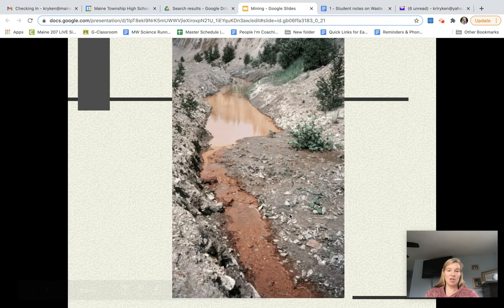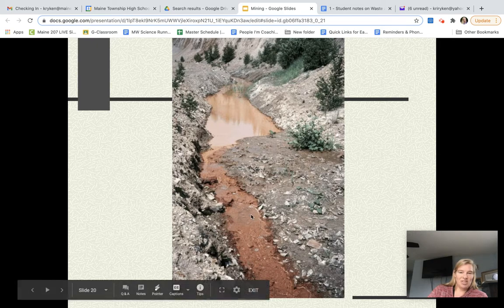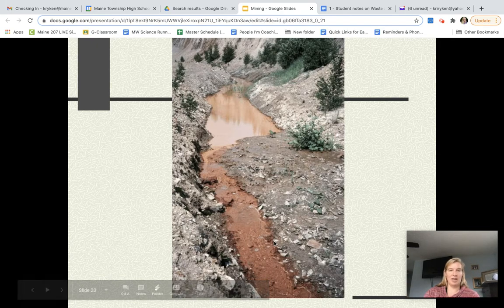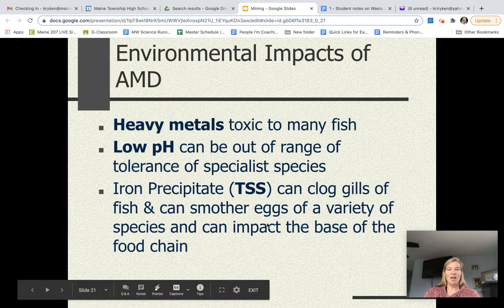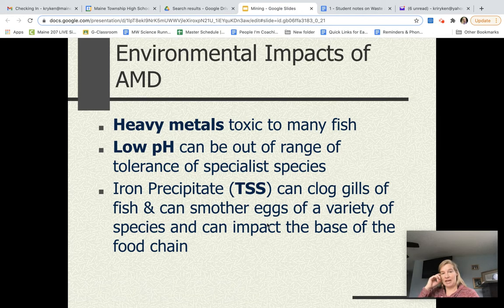Here's another image of, again, this waterway, and you can just see how this orange color is. So that's all that TSS from those iron 3 ions in there. So environmental impacts of acid mine drainage. Again, these heavy metals can be toxic to fish.